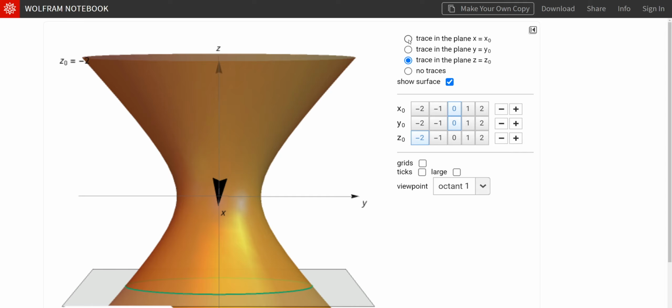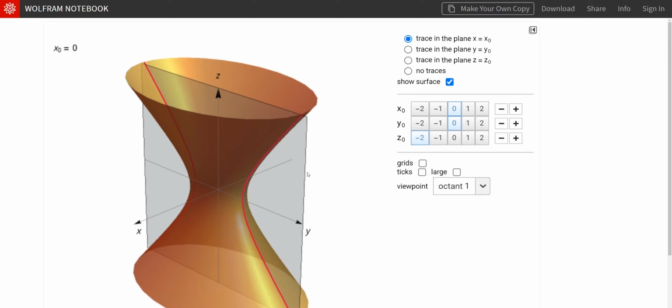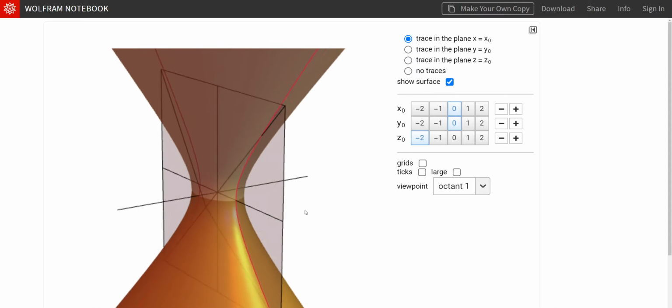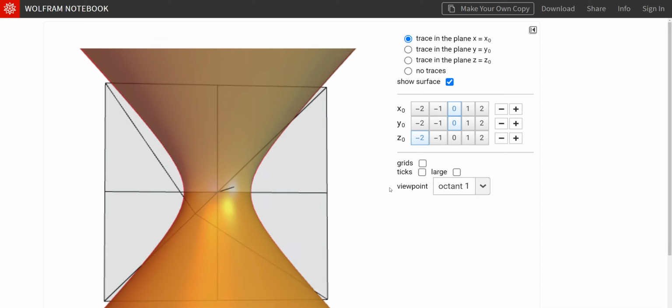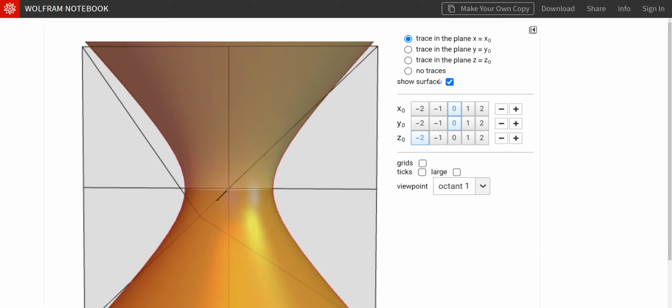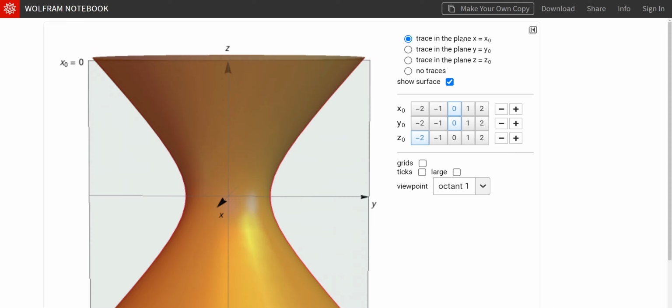So let's just turn on x equal to some constant. These are going to be traces parallel to the YZ plane. And yeah, look, we get hyperbolas. So when we set x equal to a constant, x equal to 0 in this case, we should get a hyperbola that generates this curve. I can pull it back.